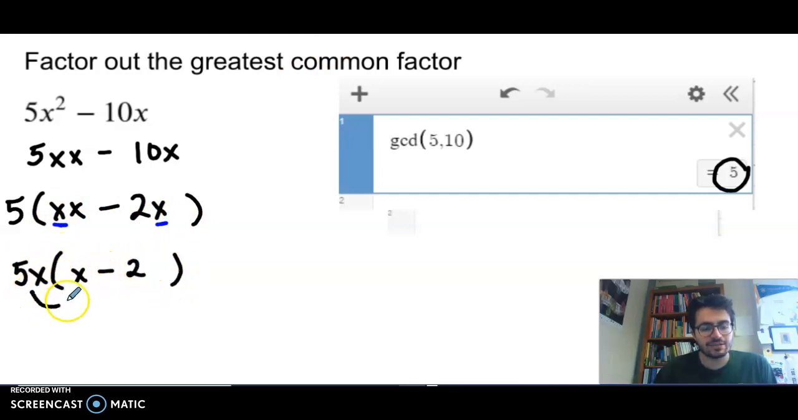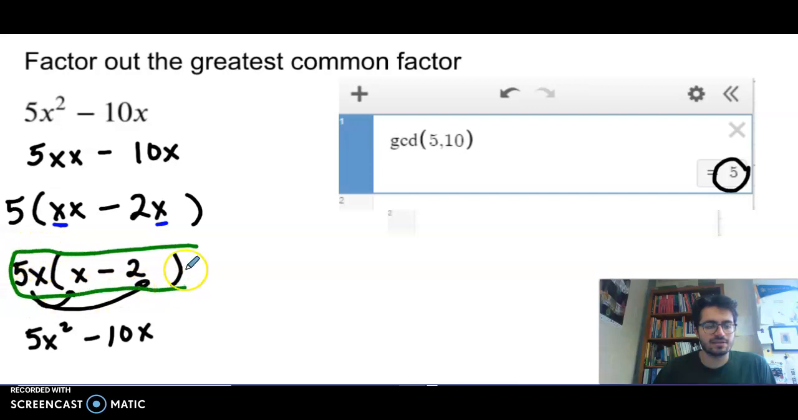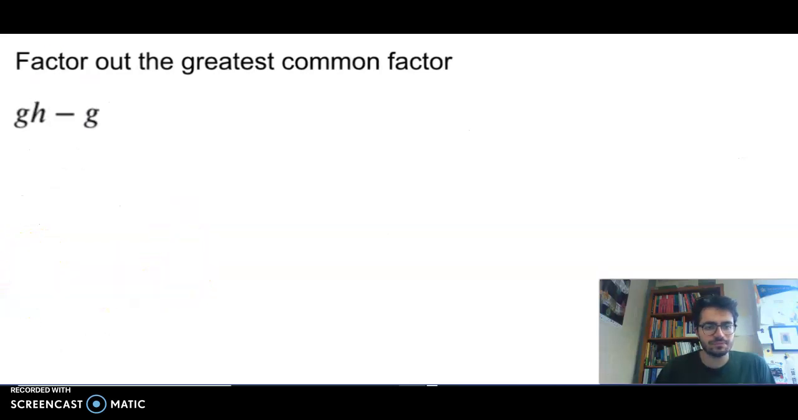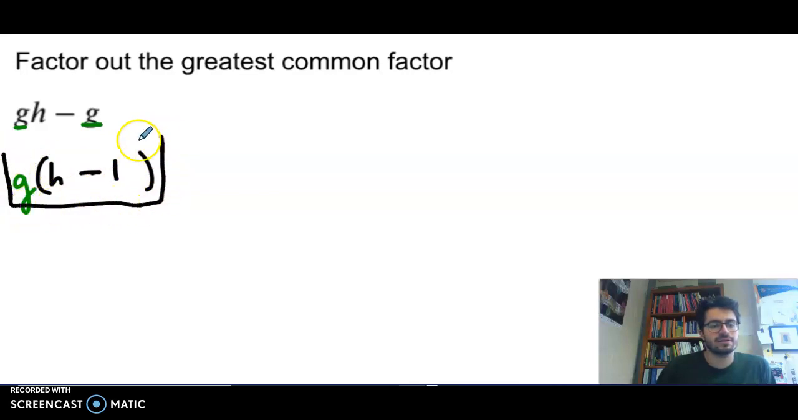Again, I want to check my answer. Let me distribute. 5x times x, that's 5x squared. 5x times 2 is 10x. So it worked. And this is our final answer. This one, there's no numbers, there's just variables. We can see they both share a g. So we can take the g out. We're left with h, and then minus g, since we're factoring out the g, there's a 1 left. There's our final answer.